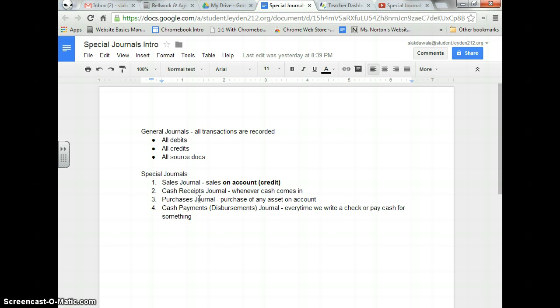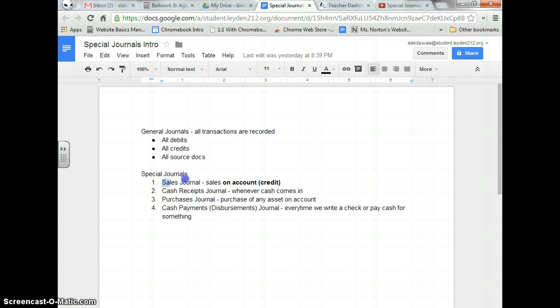So there are 4 special journals: the sales journal, the cash receipts journal, the purchases journal, and the cash payments or disbursements journal. Each of these 4 journals helps to simplify the journaling process and make it go a little bit quicker. Each of these journals relates to different types of transactions. The reason they're separated out is because oftentimes there is a different department or a different person in charge of each of these 4 types of special journals.